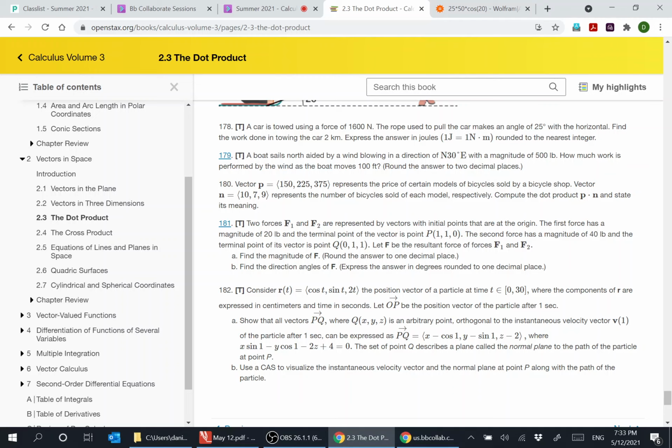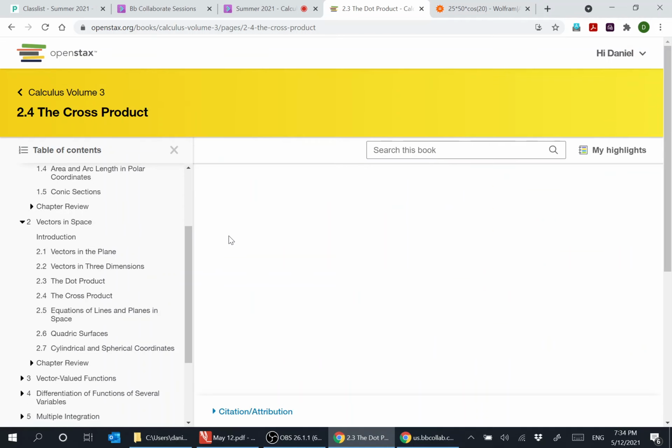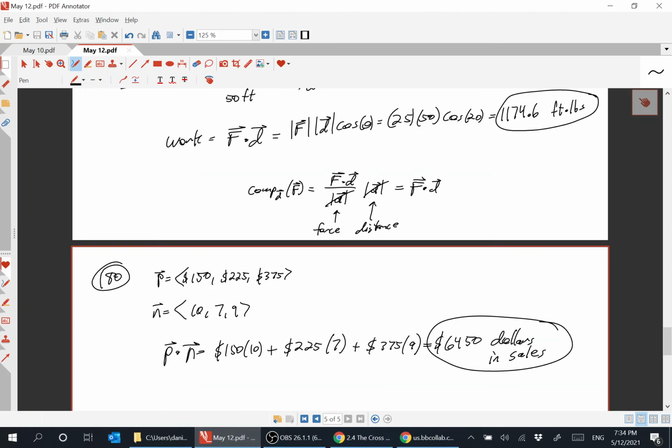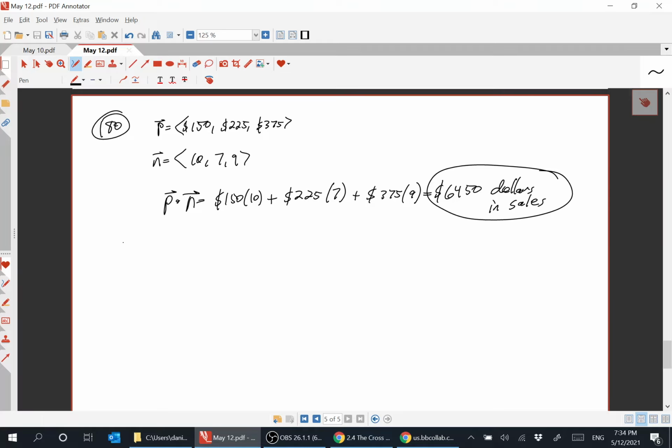Let F be the resultant force. Find the magnitude. Well, this is just what we did earlier today. There's no work calculation here. And 182, that's something we'll do later on. So, that's enough for that section. Moving on to section 2.4.